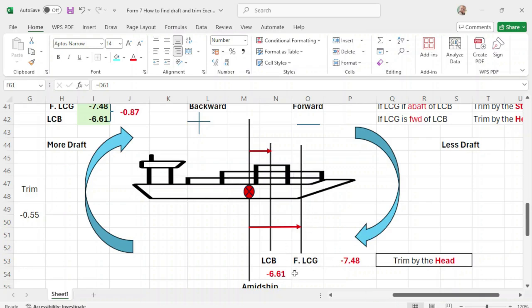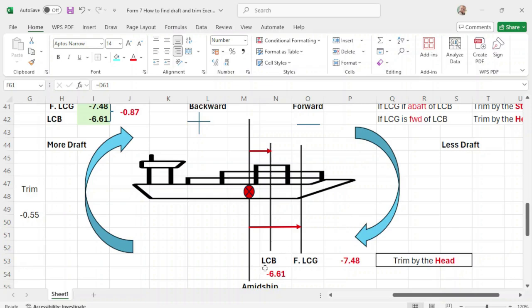What is buoyancy, guys? The role of the buoyancy, the water, is to push the vessel upward. The role of the gravity, the LCG, is that you have weight here, and the weight will press the vessel downward because of gravity. So the tendency of the forward part of your vessel is to go down because of the weight concentrated on this part. So your vessel forward will sink. Okay, it will go down.